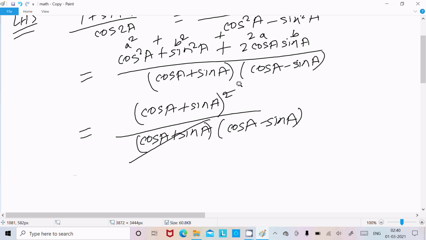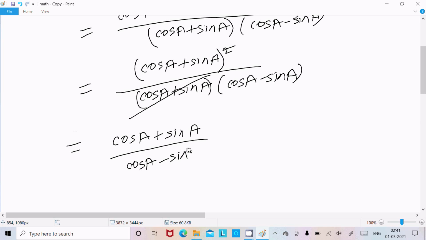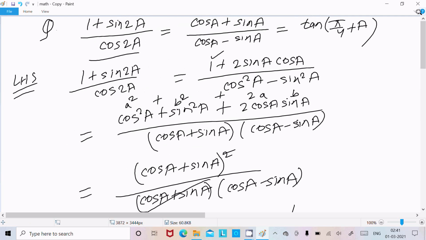So this cancels with one factor. Finally it comes to cos a + sin a divided by cos a − sin a. It's proved. So the first one is proved.